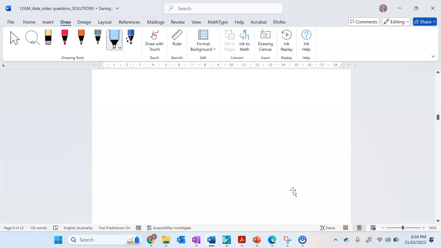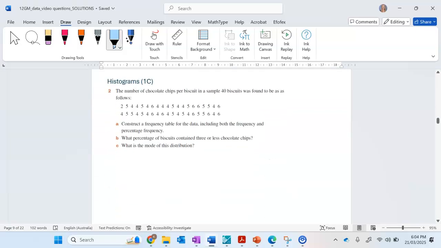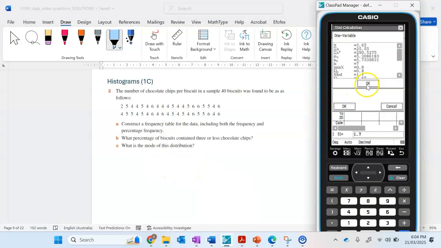All right, I'm going to skip now to histograms. So the number of chocolate chips per biscuit in a sample of 40 biscuits was found to be as follows. I think there's a few spelling and grammar errors in that question. All right, so we've got all our numbers there. There's 40 of them, which is very annoying. So we're going to construct a frequency table for the data, including both the frequency and percentage frequency. What percentage, blah, blah, blah. What is the mode? Now, you can do this in a table and do a tally as you go along, but I'm going to show you how to do it on your calculator.